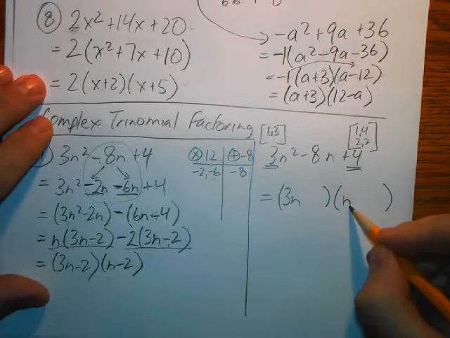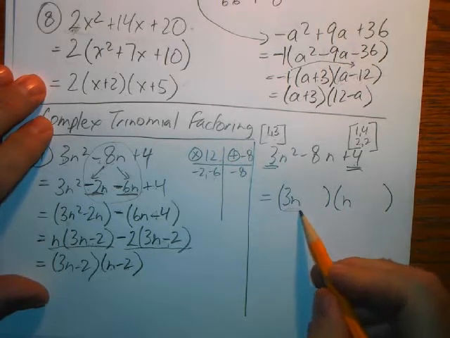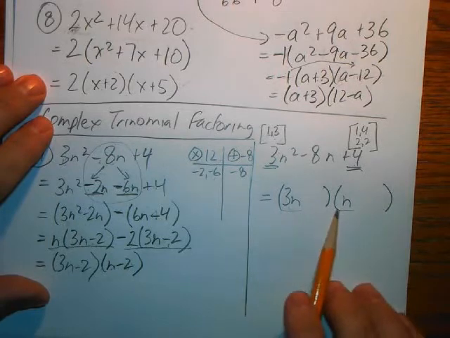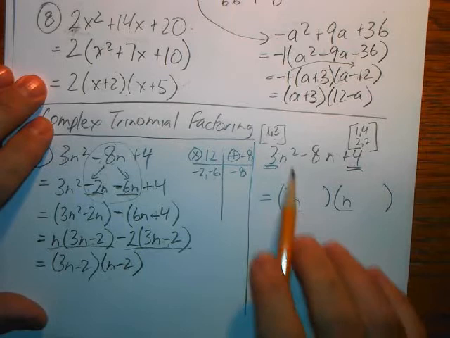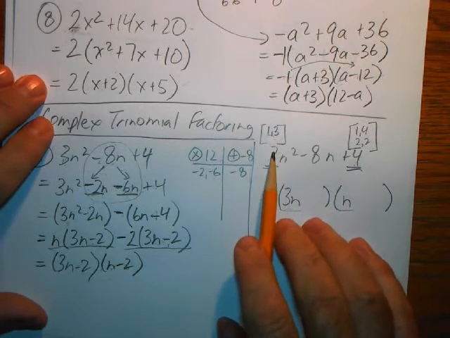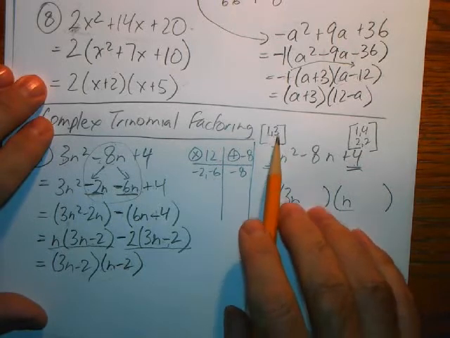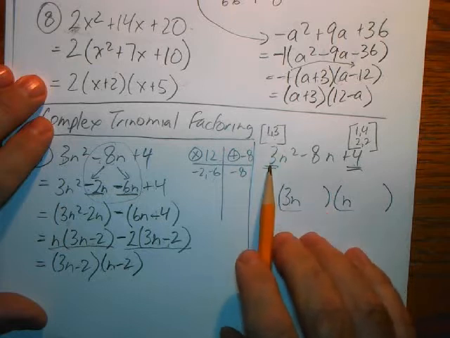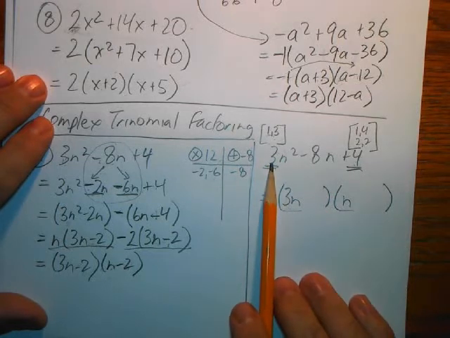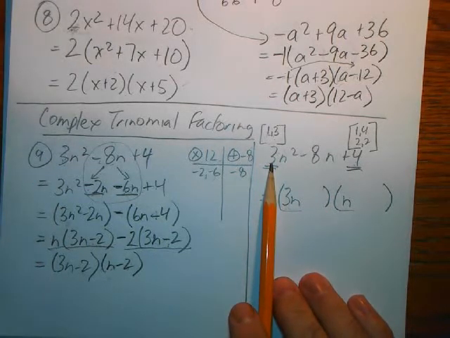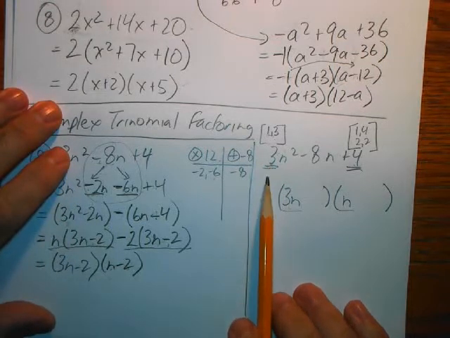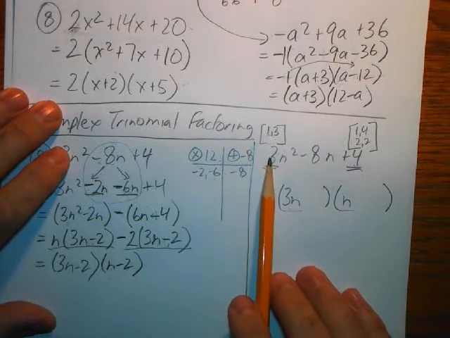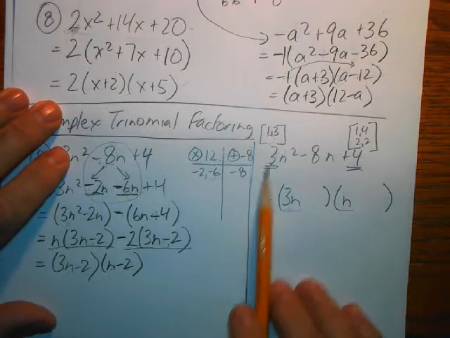The first terms of the two binomials have to be 3n and n, because the 3 here is a prime number. The only two factors are 1 and the number. So if you have a question with a prime number as your coefficient, that makes it really easy because you know it's 1 and the number. If that was a 5 or 7 or 11 or 2, you know exactly what these two are. Okay, so there's no doubt about that.